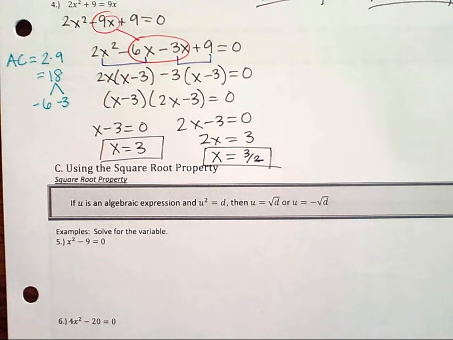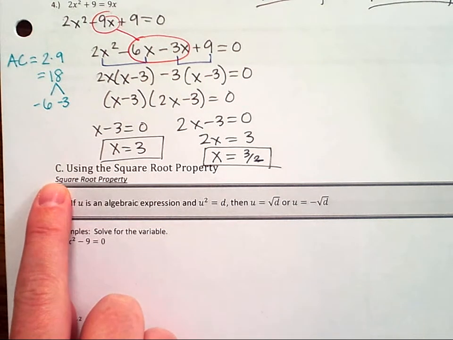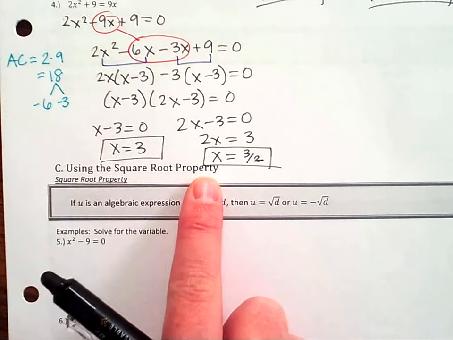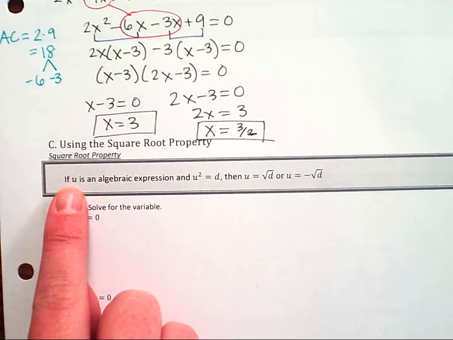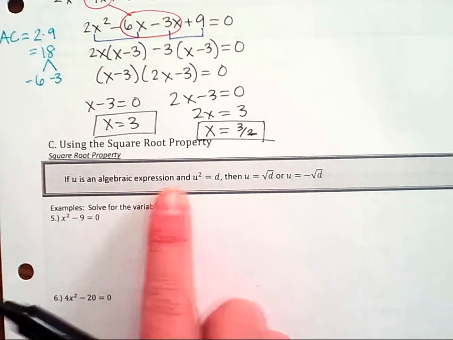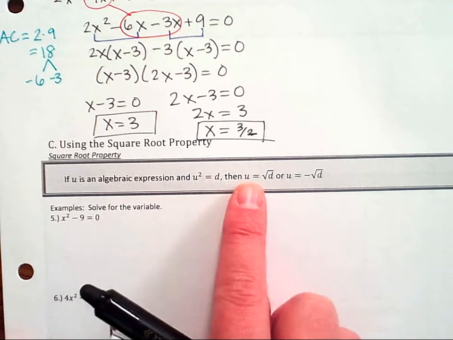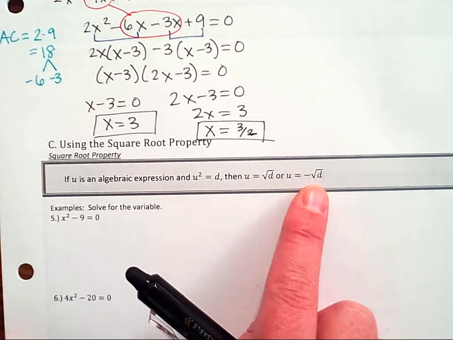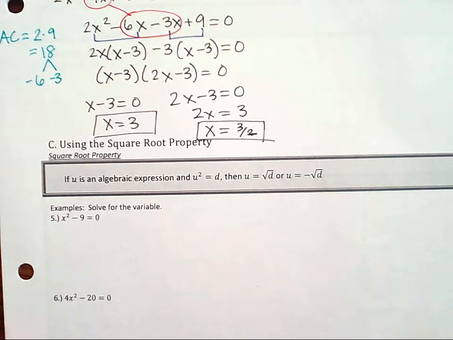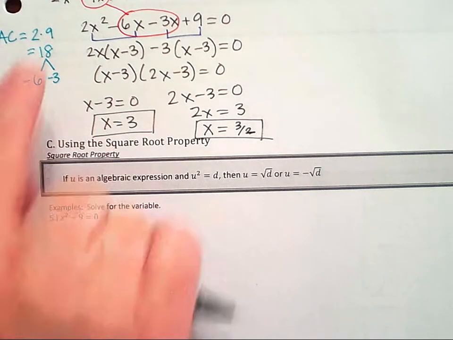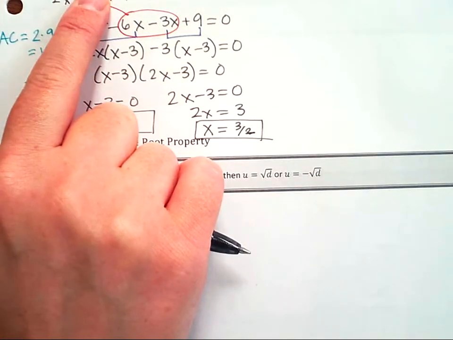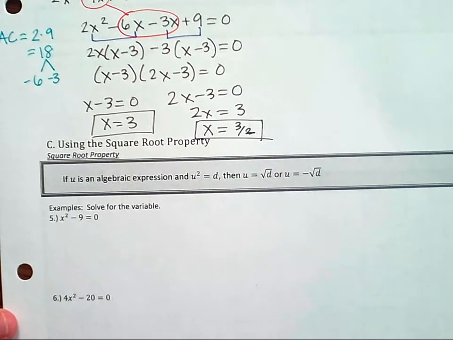So now the next type of problem we're going to do is the square root property. So if u is an algebraic expression and u squared equals d, then u equals plus or minus square root of d, right? So basically for these problems, we can get something squared equals a number. So that typically means that our linear term, our x to the first power, is not there, right?